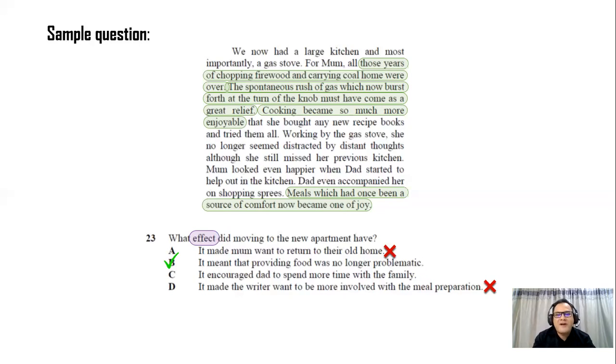It meant that providing food was no longer problematic. Although option C may seem correct, in the paragraph it mentioned mom looked happier, but the weightage or the emphasis given in this paragraph is actually about providing food.